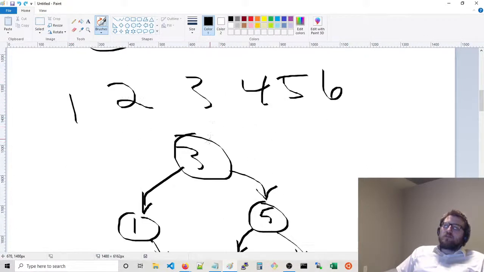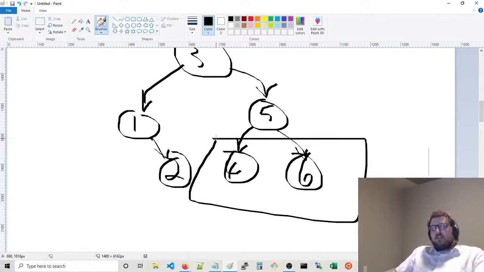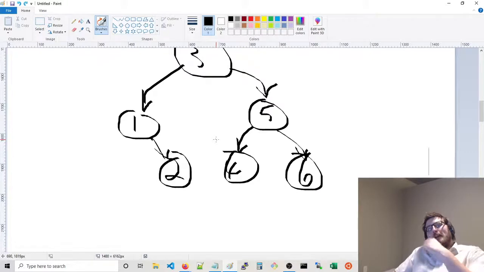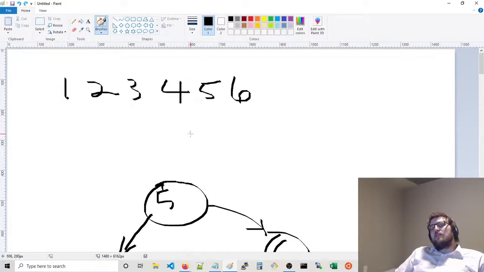Pick 3. Why would you pick 3 though? Why would you even think to do that? You wouldn't think to do that. The only reason why that works is because both of these two get cut out. You want the right side of the tree to be as balanced as possible, basically. Something like that.